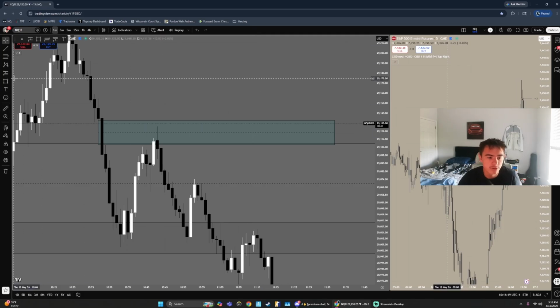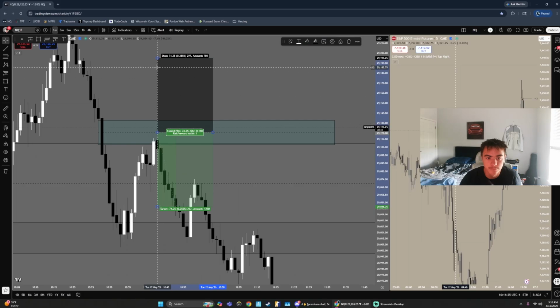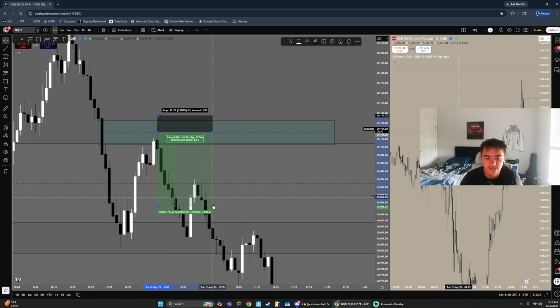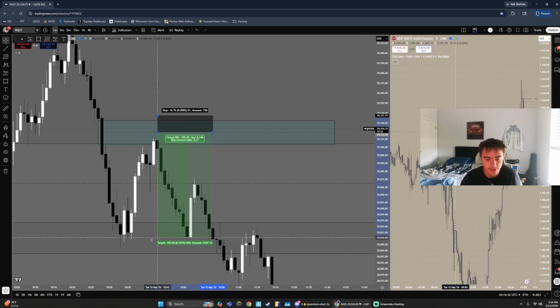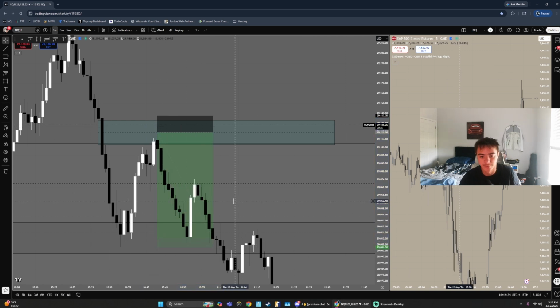So what mine would look like personally, if I was trying to take shorts off of a bearish fair value gap, I would put my order here once we confirm, right? Maybe to the tops of this candle. So that's a 16-point stop. I'd be targeting lows. So boom, that'd be my trade.